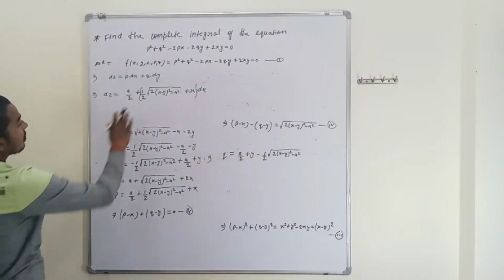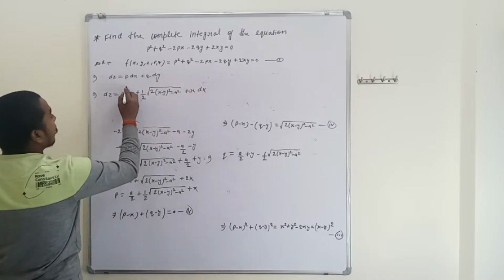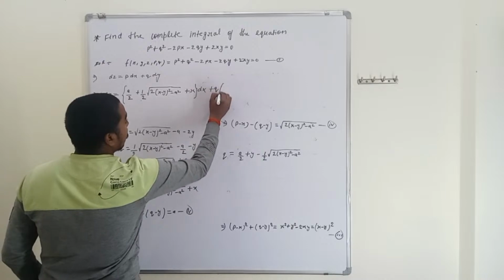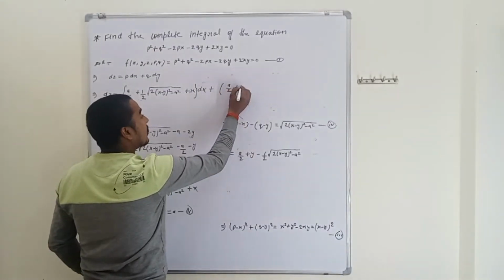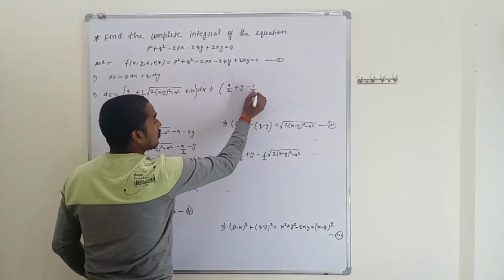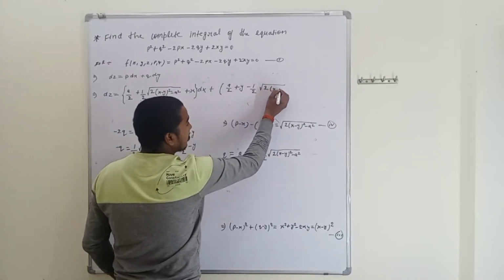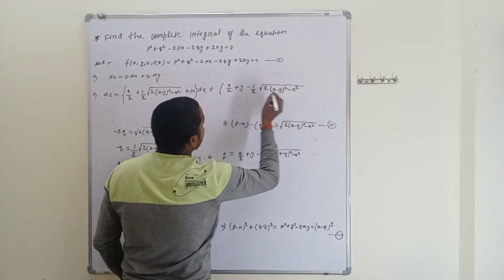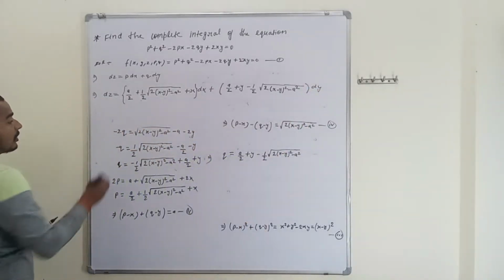Once again we have to put the value of p here, whole dx, and plus q, we have to put the value of q, that is a by 2 and plus y and minus 1 by 2 under root of 2 times (x minus y) whole square minus a square, dy. Further we have to solve the following, we get the required answer.